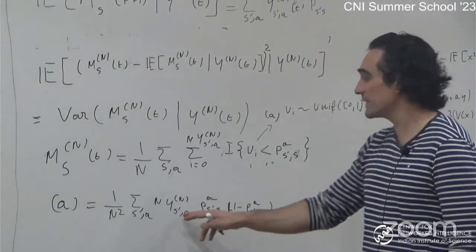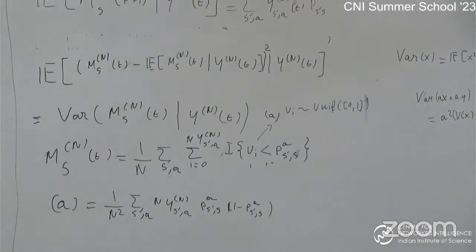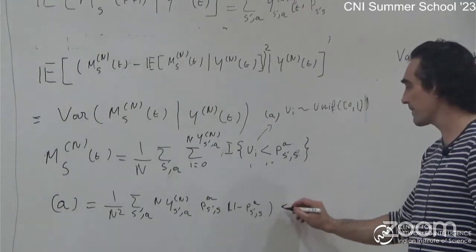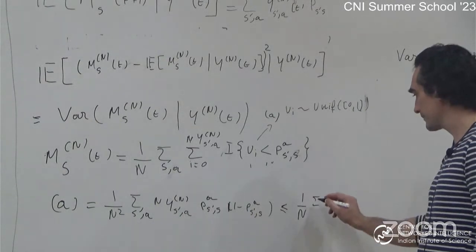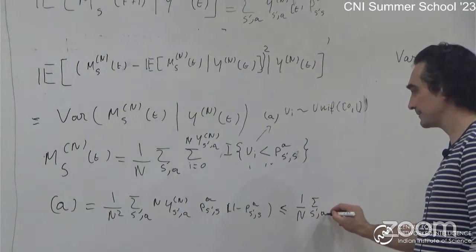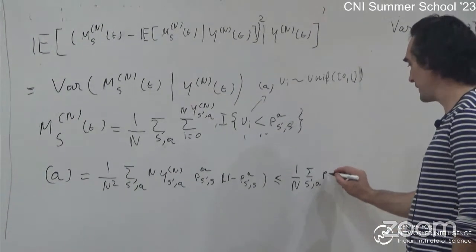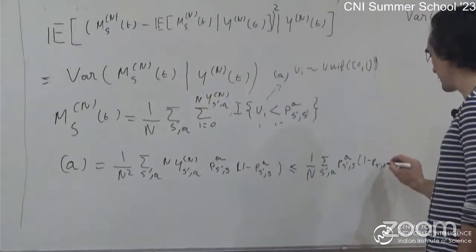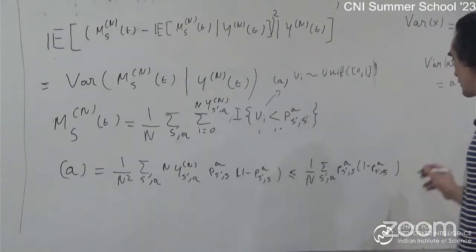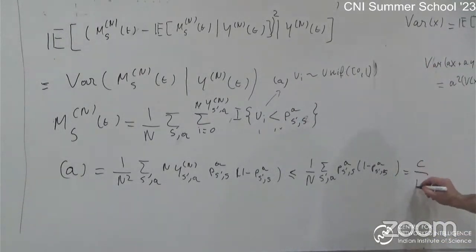Which can be bounded, remember that y s prime a is a proportion, right? It's a probability. So I can just bound this by 1 over n, summation over s prime and a of p of s prime given s, a, it's basically a constant c prime. Okay. And from this, what can we conclude?